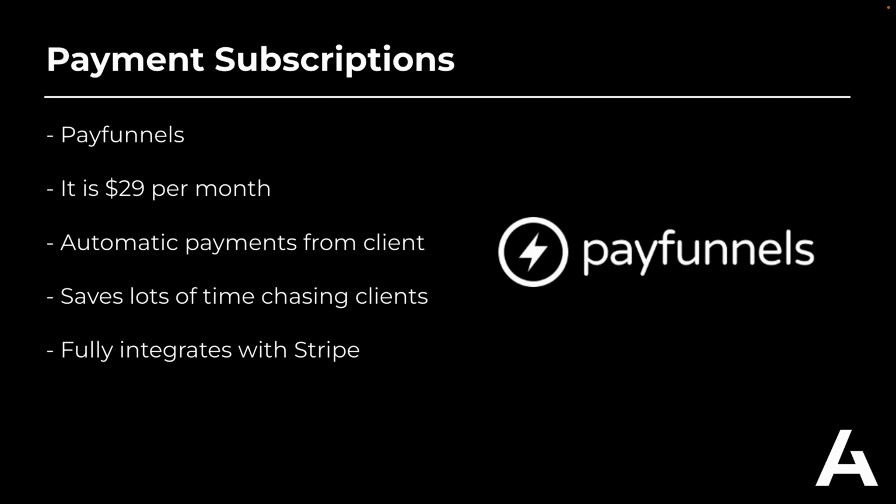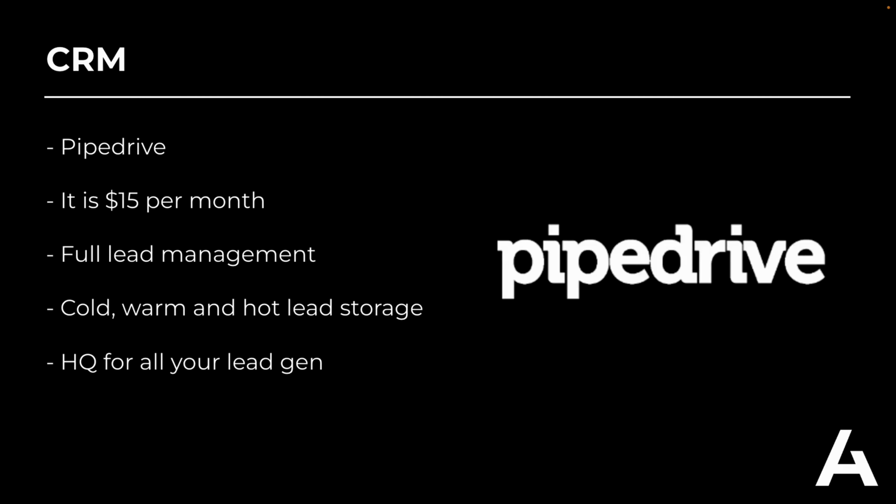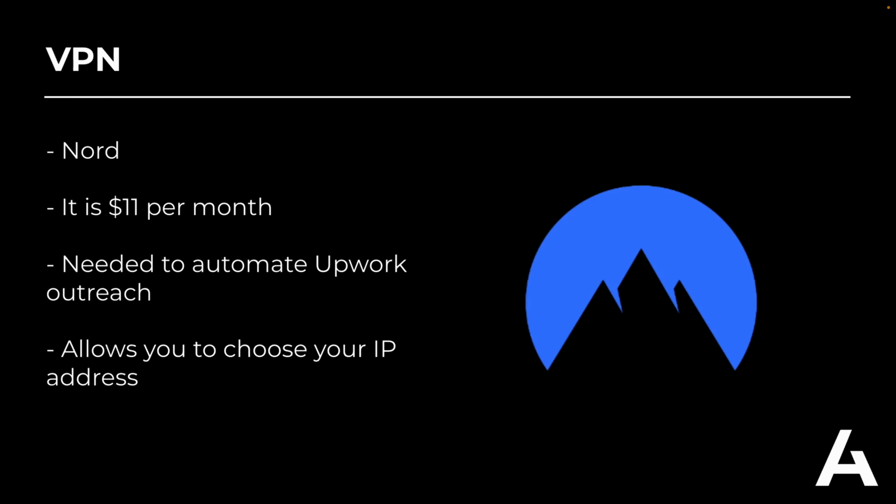So this saves all of that time and means it comes out automatically at the start of each month. CRM, I use Pipedrive, $15 per month, full lead management, cold, warm and hot lead storage, HQ for all of your lead gen. Again, not hugely important at the start of your journey, but it is something you can implement as your agency grows, as your team members grow, as your client base grows. It means everything is in one place and you're super organized.